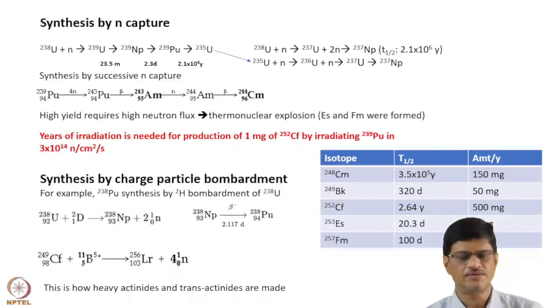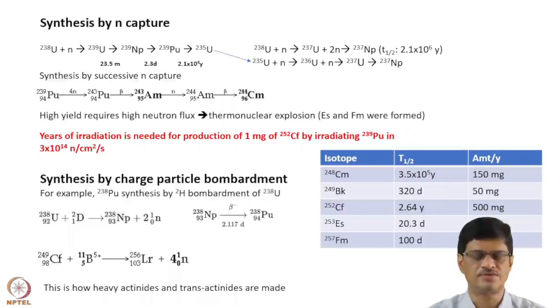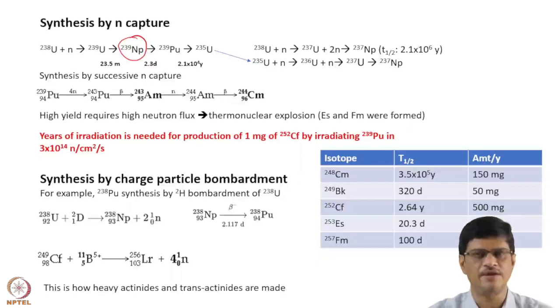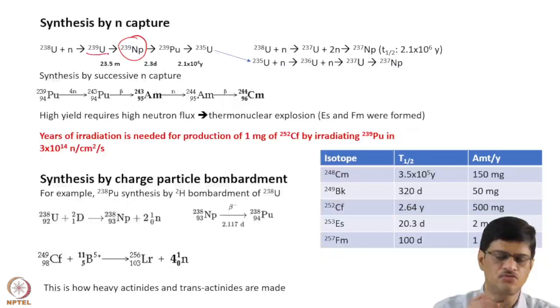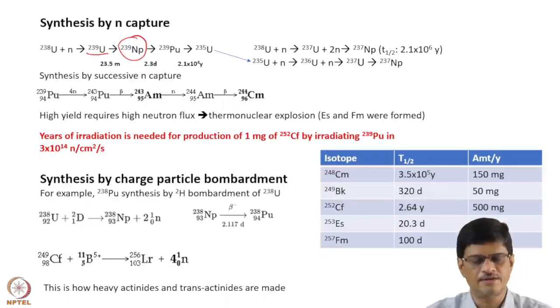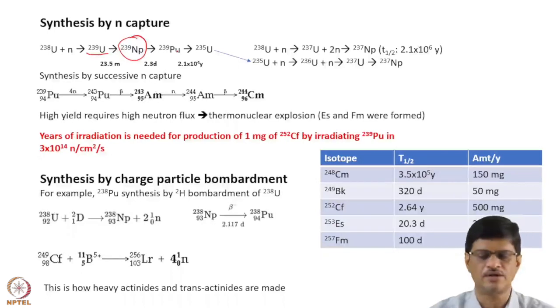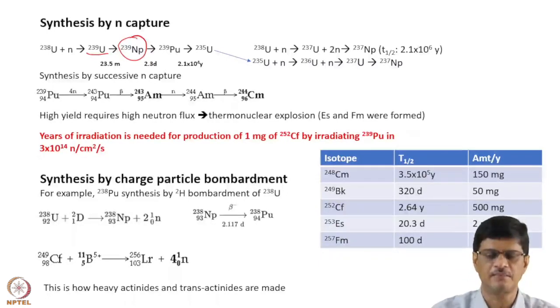As I mentioned, other actinides can also be synthesized in the reactor by neutron capture. We have just mentioned how protactinium is formed in the reactor. I will also show here how neptunium-239 is formed in a reactor by irradiating uranium-238 with a neutron, which produces uranium-239, and it undergoes a beta decay to give neptunium-239, which has a 2.3 day half-life, and it is converted to plutonium-239, again by a beta decay.